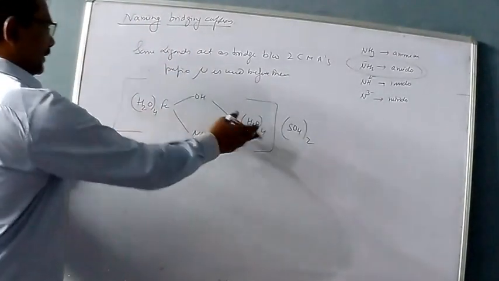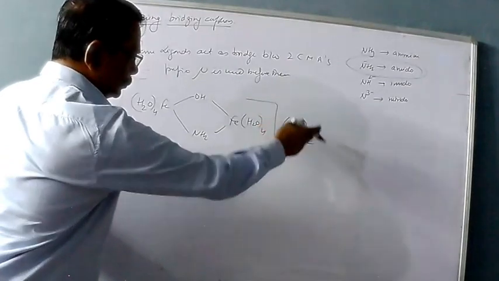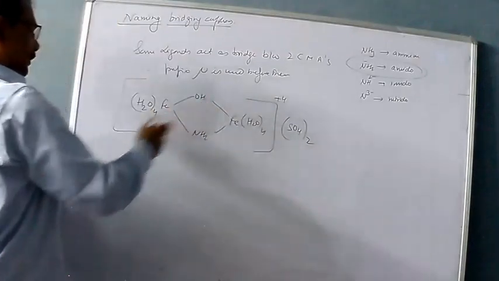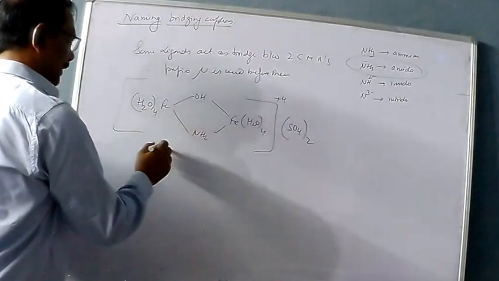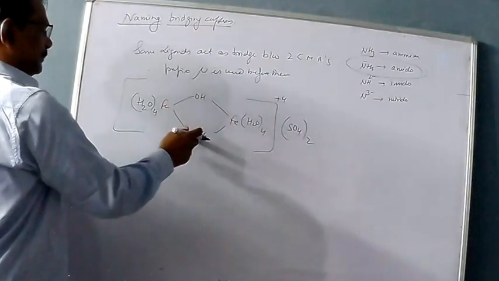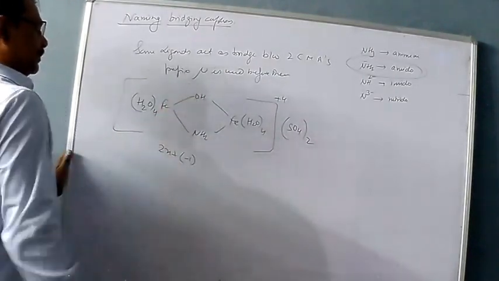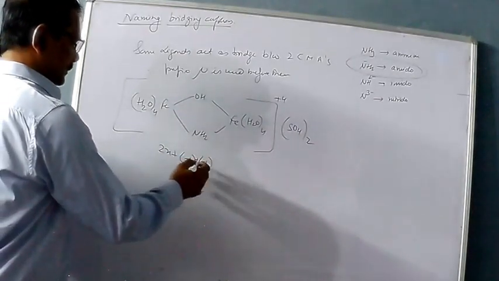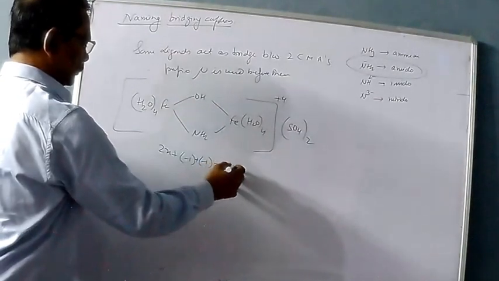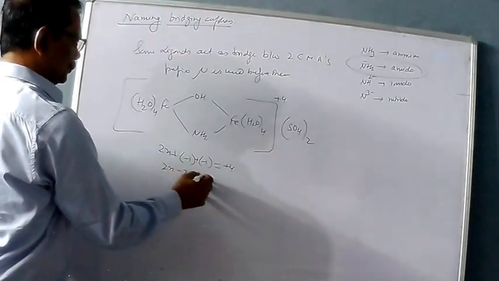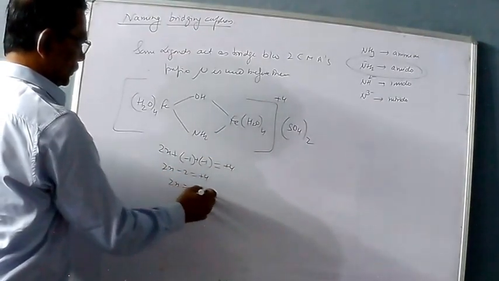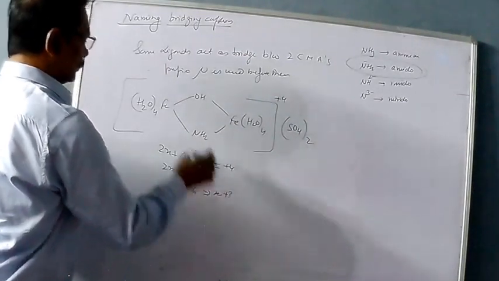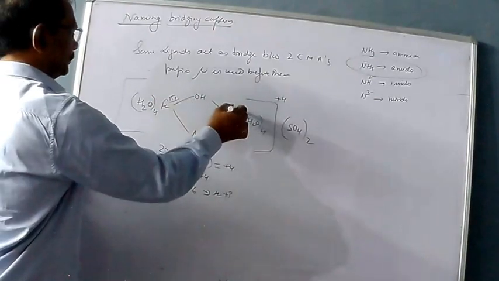So class, water has no charge. One sulfate has -2, so both the sulfates have -4, and -4 will be balanced by +4. Let us find out the oxidation number here. Iron 2x plus -1, because we know hydroxo has -1 charge. Amido also has -1 charge. And this must be equal to what? +4. So 2x - 2 equals +4, 2x equals 6, so x equals +3. So both irons are sitting at +3 here.